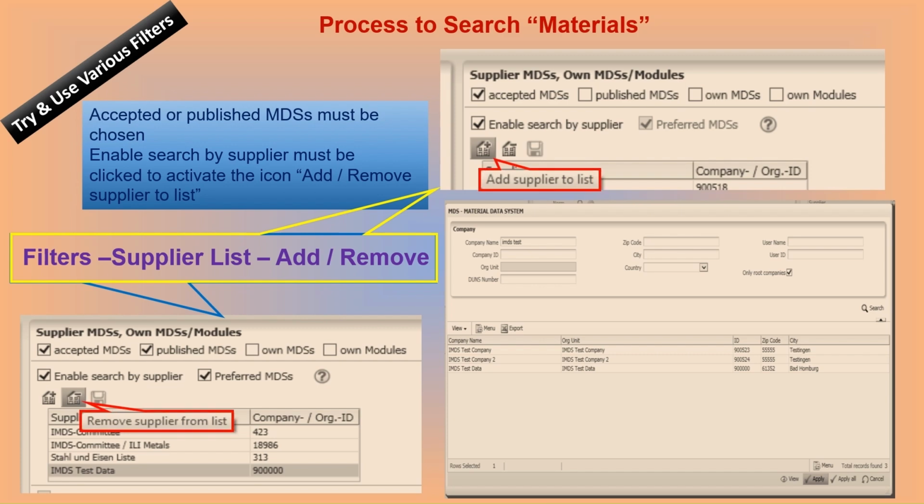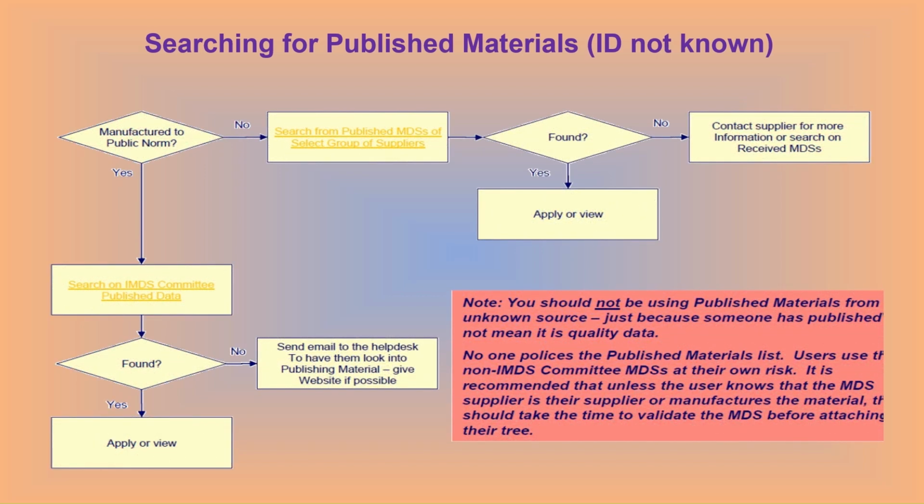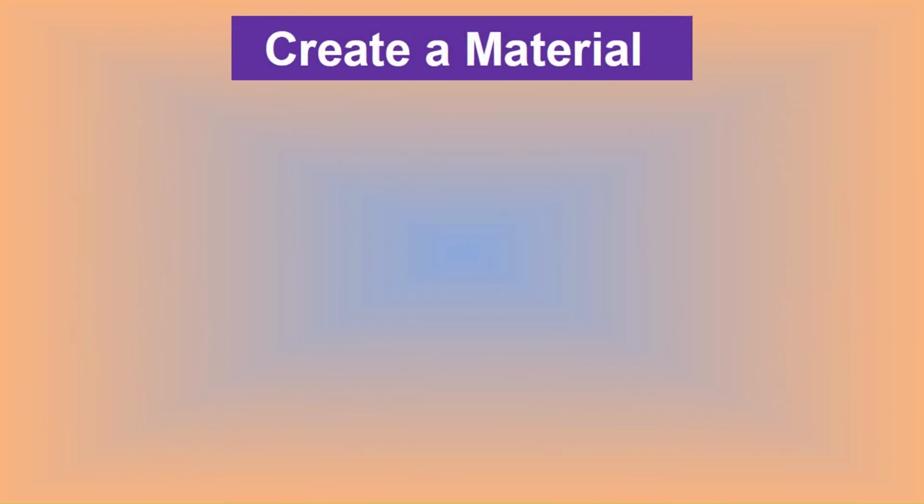A process flow chart for searching for published material of which the ID is not known is shown on the screen. The flow chart is self-explanatory. User should not use published material from an unknown source. Just because it is published does not mean that it's quality data. Users should use non-IMDS Committee materials at their own risk.